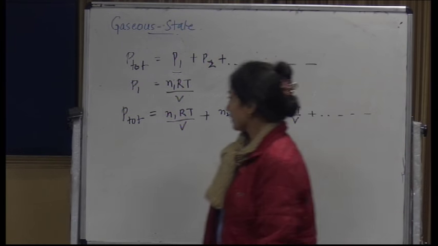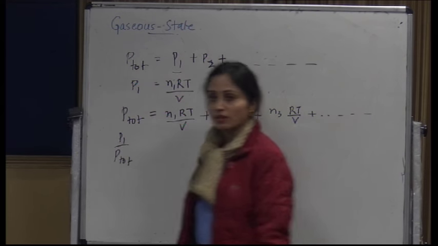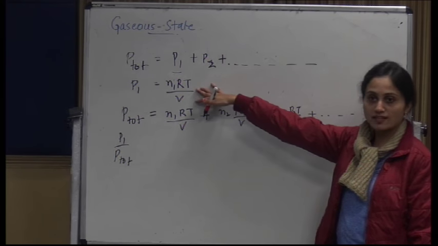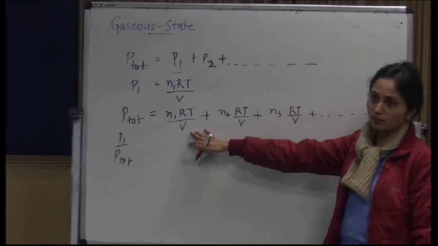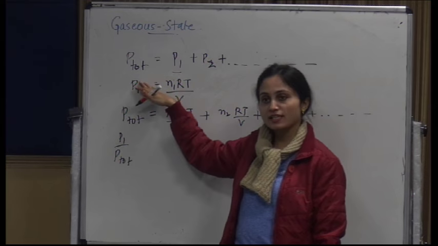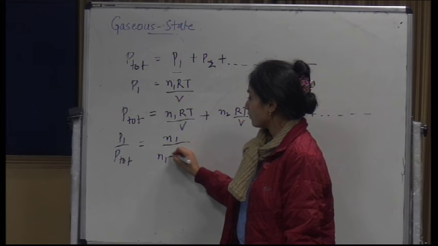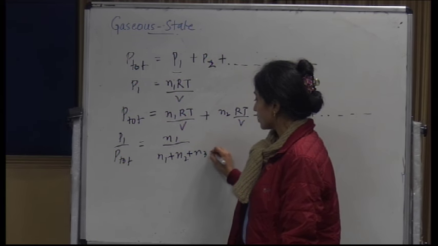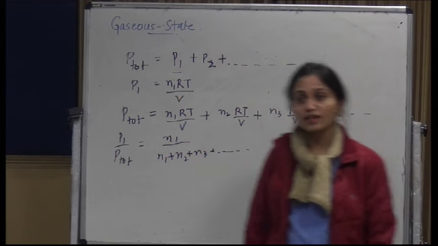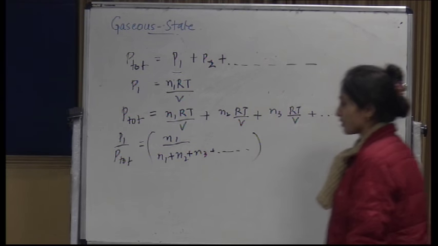Okay, and if I take the ratio of P1 by P total, what will that be equal to? The RT by V will cancel out. P1 is equal to N1 RT by V and P total is N1 RT by V plus N2 RT by V and so on. So the ratio will be equal to N1 upon N1 plus N2 plus N3 and so on, till the total number of gases that you have. Remember that all these gases are non-reactive.